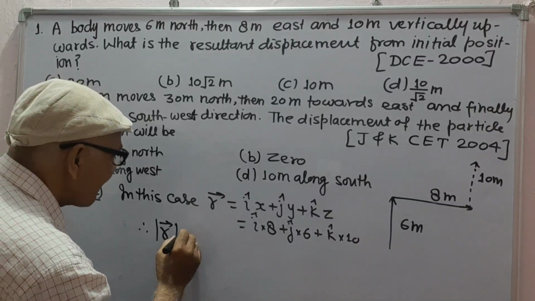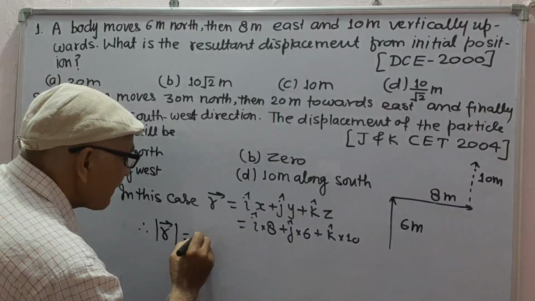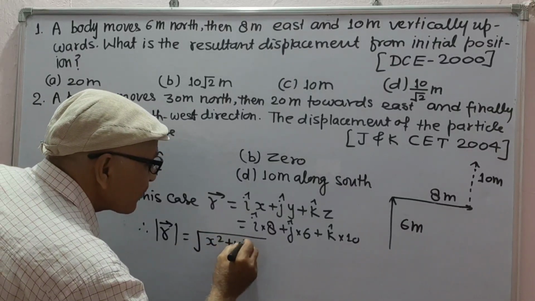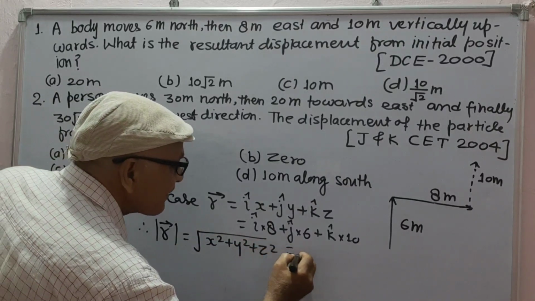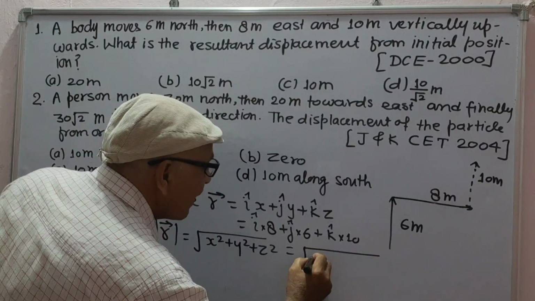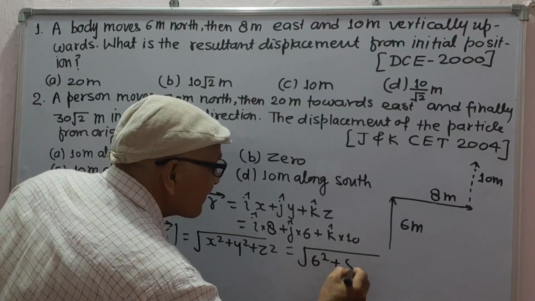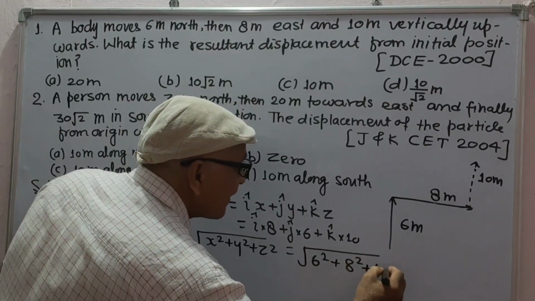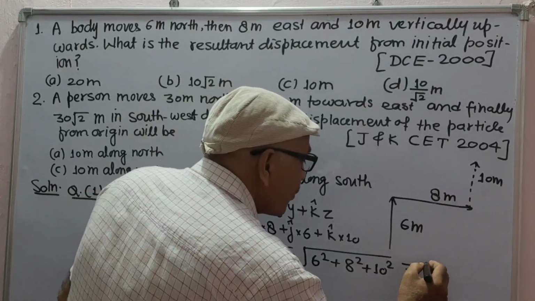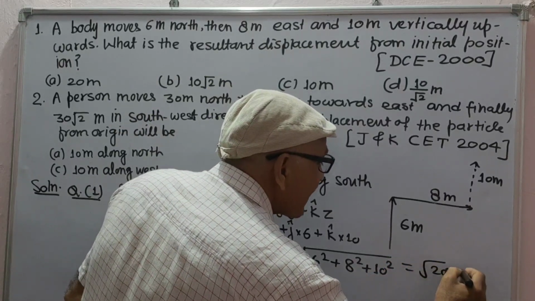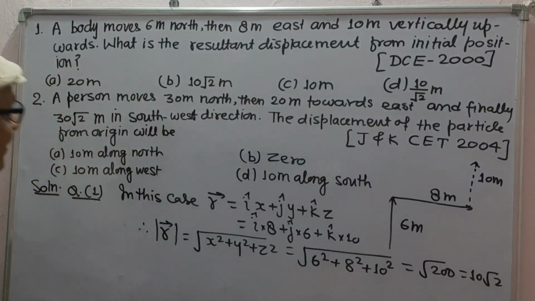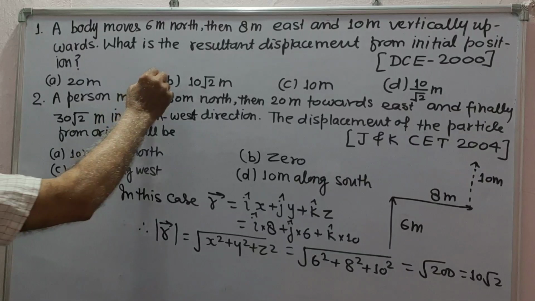and therefore mod of displacement r will be equal to under root x square plus y square plus z square, that is under root 6 square plus 8 square plus 10 square, which gives root 200, which is 10 root 2. Thus the correct option will be B.